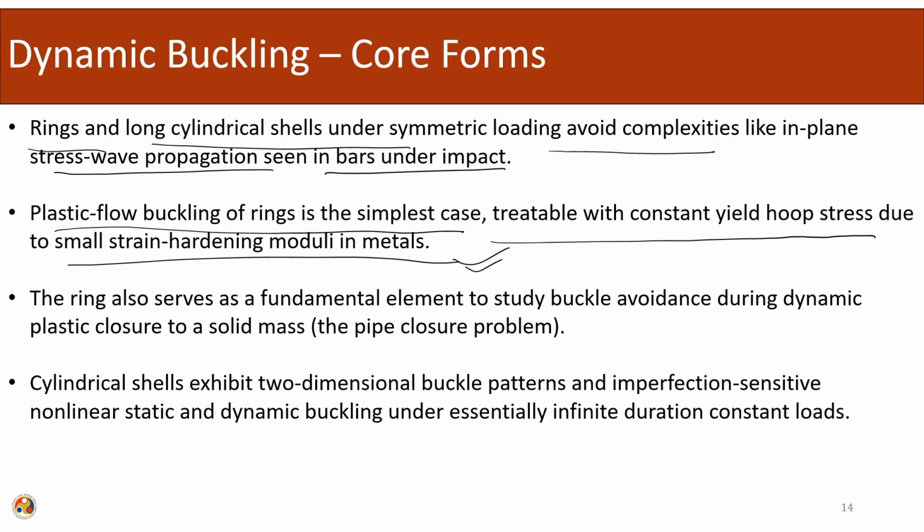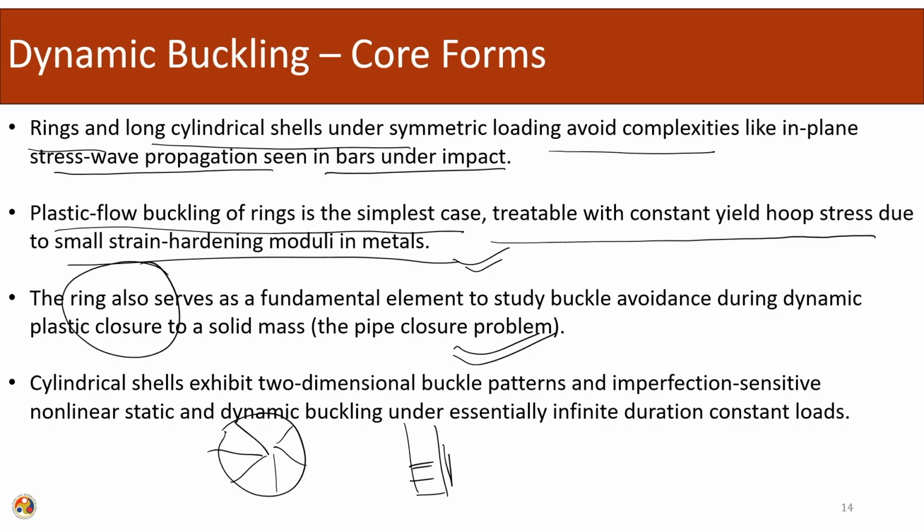The ring also serves as a fundamental element to study buckle avoidance during dynamic plastic closure to a solid mass. So, the pipe closure problem can be dealt with when we are dealing with the ring. The cylindrical shell exhibits a two-dimensional buckle pattern, as we have seen earlier. The buckling pattern is in the radial direction, and the buckling pattern is in the axial direction also. Imperfection sensitive nonlinear static and dynamic buckling under essentially finite duration constant loads.